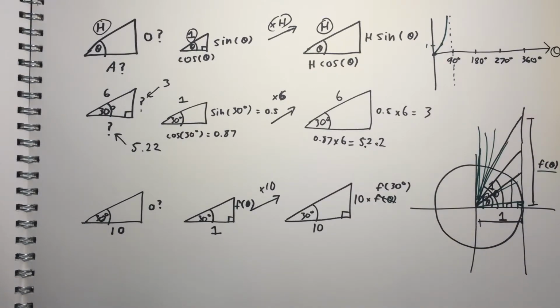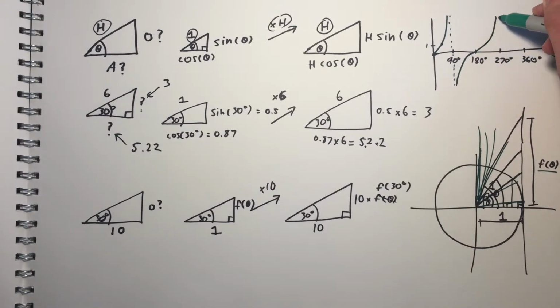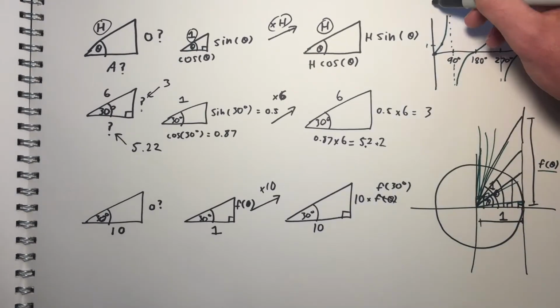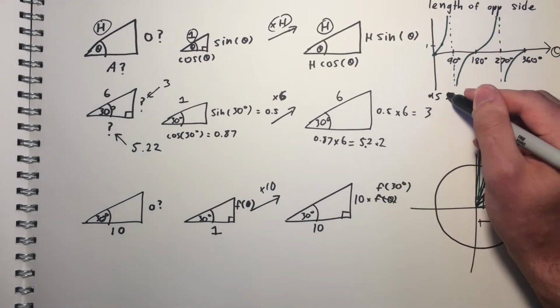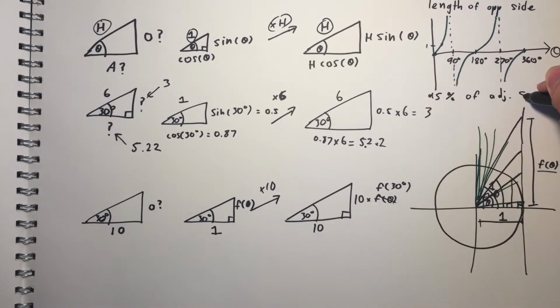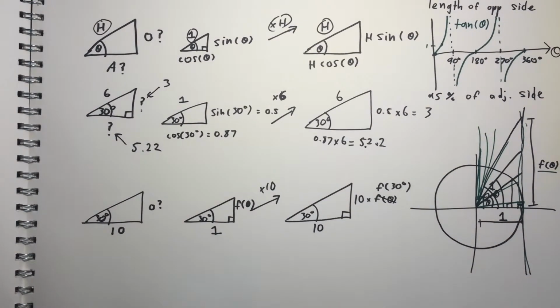Now, for completeness, if you continue this curve, it actually ends up looking like this, which is a little bit weird looking, but I'll explain in a bit why it takes on that shape. So in a nutshell, what we've graphed here is the length of the opposite side as a percentage of the adjacent side. But as with the others, that's a bit of a mouthful, so why don't we just call this the tangent of theta? Because we're talking about triangles that sit on the tangent to the unit circle.